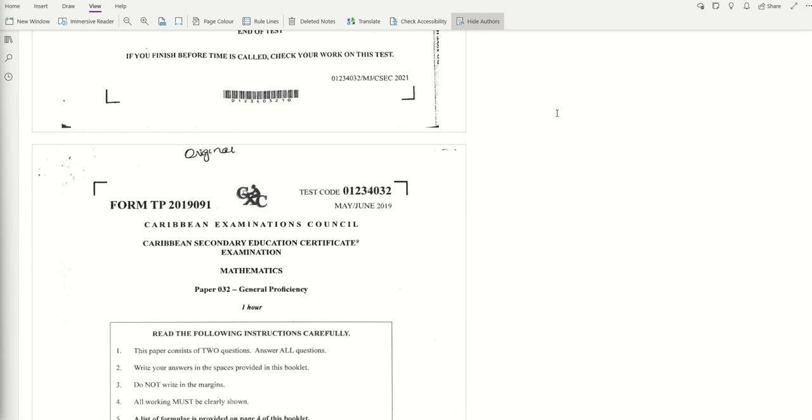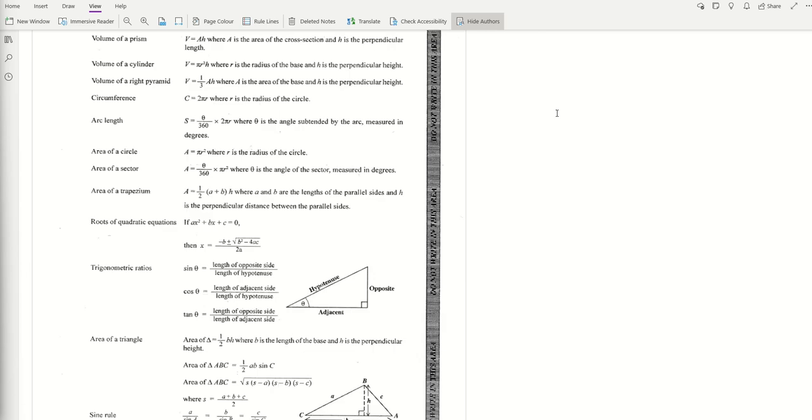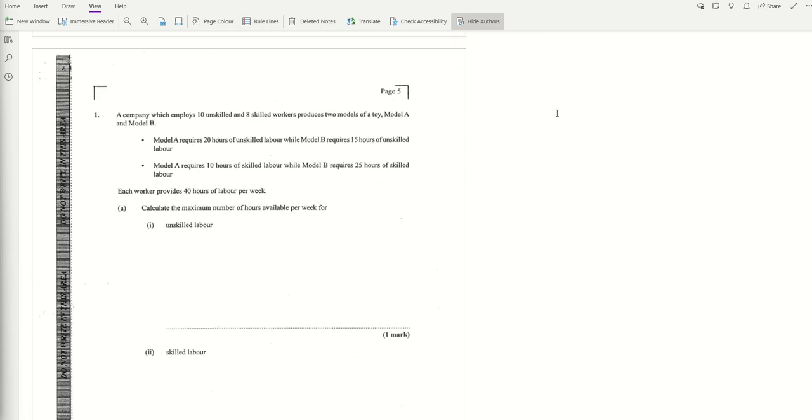Okay, hi everyone. So today we'll be doing May-June 2019, paper 3. Let's read number 1. Number 1 says, a company. Now, when you have worded questions, I like to read the question first, just to get a gist of all the information that they have given me. Alright, and then I'm going to read it a second time, and this second time is where I'm going to underline what I think is important for questions, right?